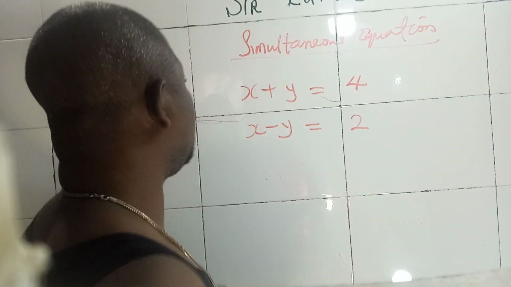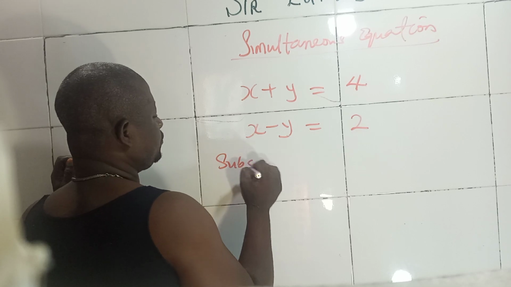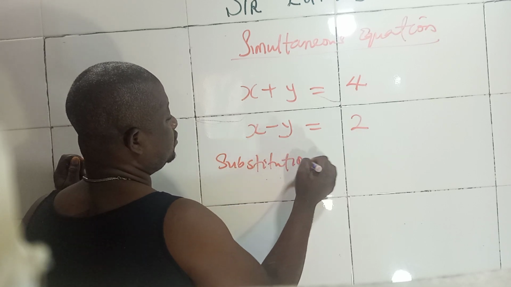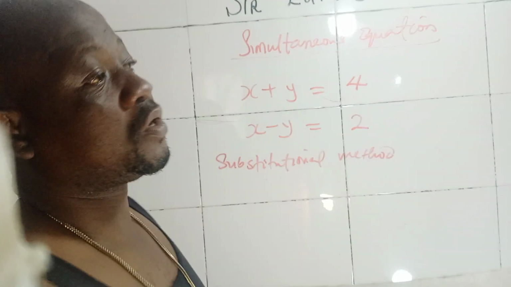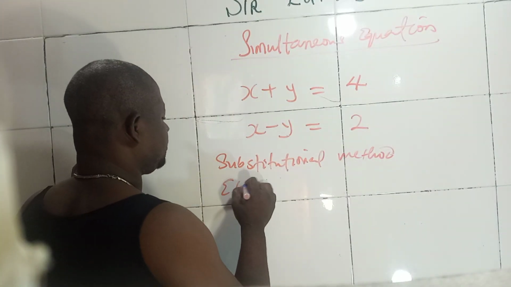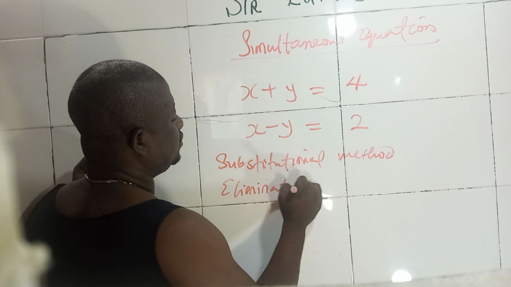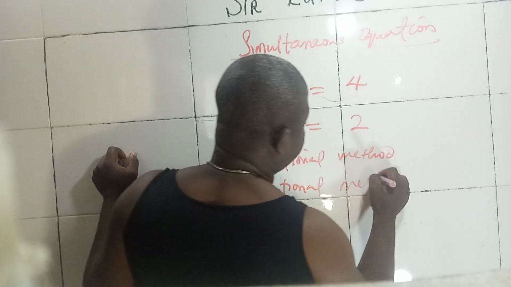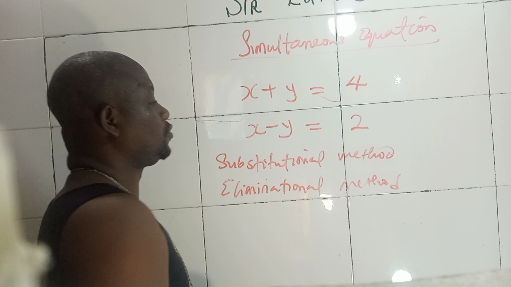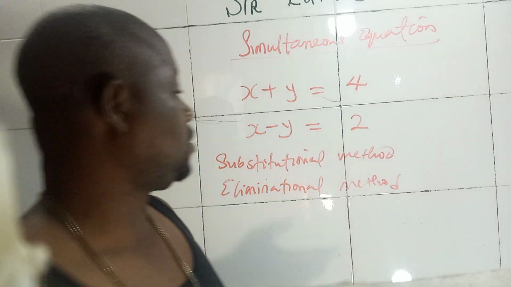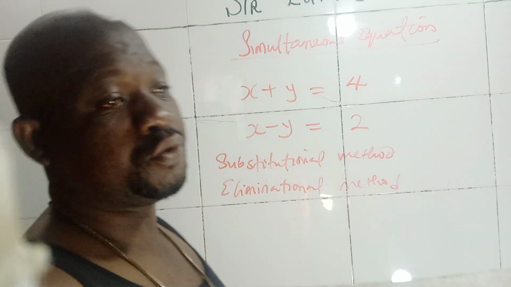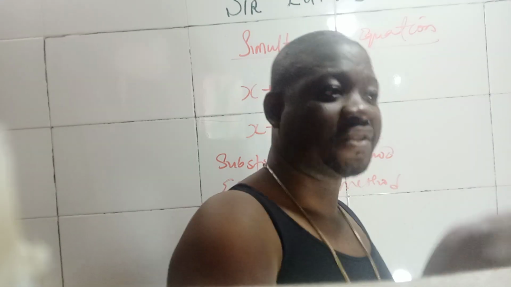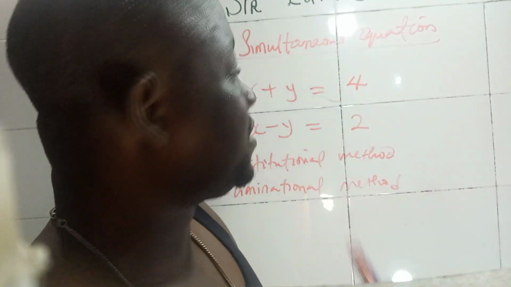Method number one is called the substitutional method. While the second method is called the eliminational method. So I want you to pay attention to this. Just grasp the two, then you are good to go. So here we have two unknowns you want to determine at the same time. That is the meaning of simultaneous, meaning doing two things at the same time.